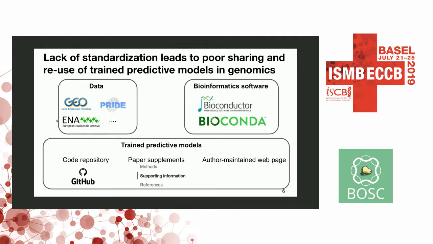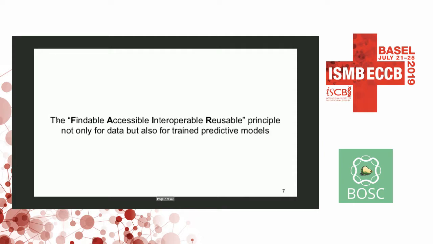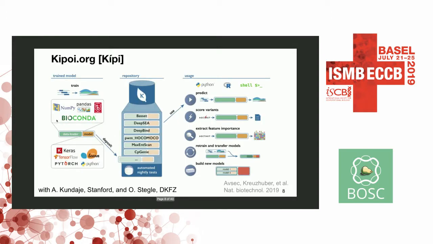So the starting point of our project was to try to apply these FAIR principles to this very particular class of software, which are trained predictive models. And this is our proposition for the field of omics, called Kipoi. It's a Greek word which means garden. It's a collaboration between my lab and the labs of Anshul Kundaje and Oliver Stegle, and hopefully more groups in the future.